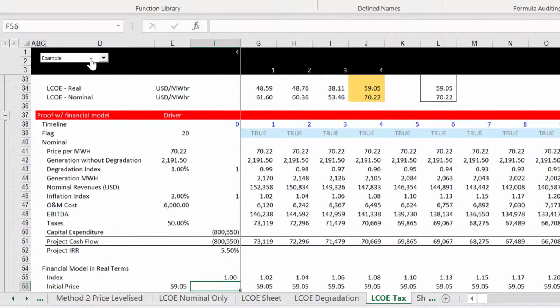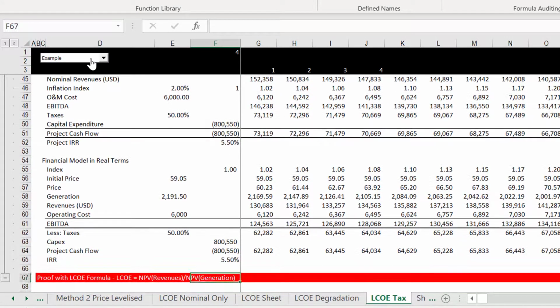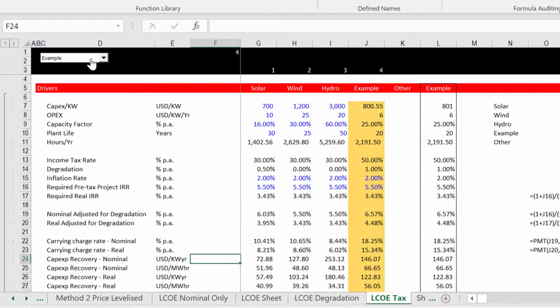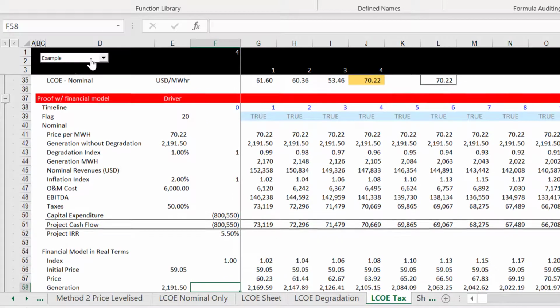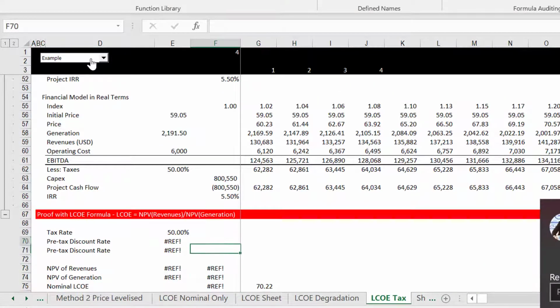Okay, and then if we go downstairs and do exactly the same thing, and put it in the real case instead of the nominal case, we still get the same thing, and we still get it in our other case. And in this case, we have degradation, we have taxes, we have a real and a nominal case, and then we take our financial model.